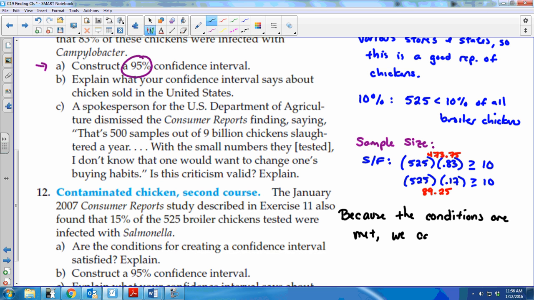We, or I, can construct a one proportion Z interval in this case. This part will be interchangeable depending on what we're doing. But you always write, because the conditions are met, we're going to do this. All right? Questions about that?